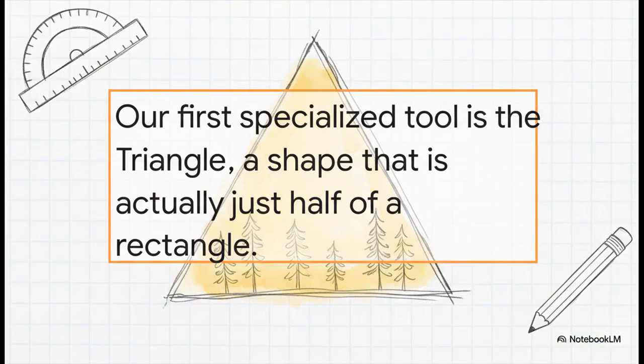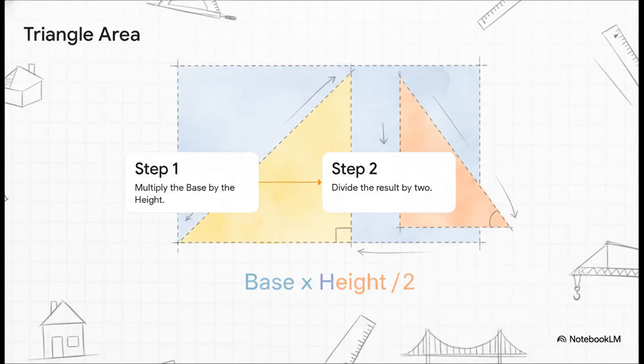Our first specialized tool is one you'll definitely recognize, the triangle. The one thing you've got to remember is that a triangle is really just half of a rectangle. It's that simple. And mastering this shape is absolutely essential for our work here. So since a triangle is just a rectangle sliced in half, the formula for its area is super straightforward. First, you multiply its base by its height, just like you would for the full rectangle. Then, since it's only half the shape, you just divide that number by 2. And there you have it: base times height divided by 2. Simple, clean, and gets the job done.